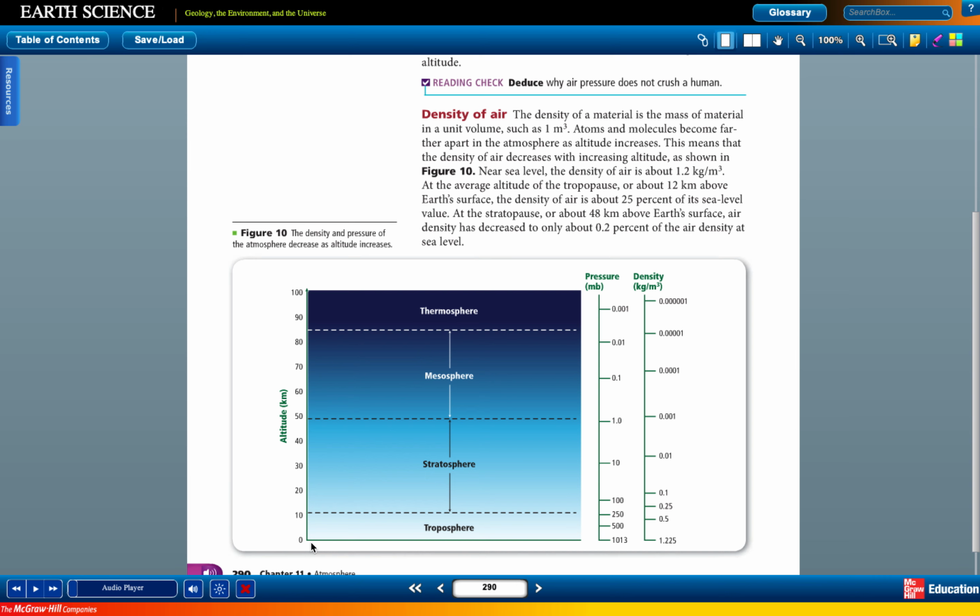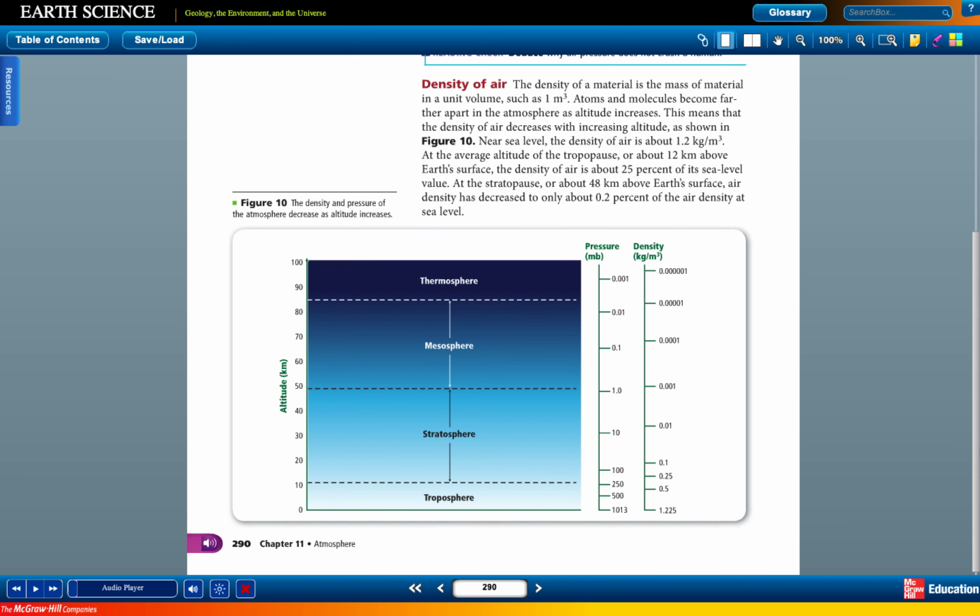So as you go up through the atmosphere and the different layers of the atmosphere, your altitude is going to increase, as you can see here on the y-axis. On the opposite side, you'll see pressure and density. The pressure starts high and it decreases as altitude increases. Density, same thing. Starts high, and as you increase in altitude, you decrease in density.